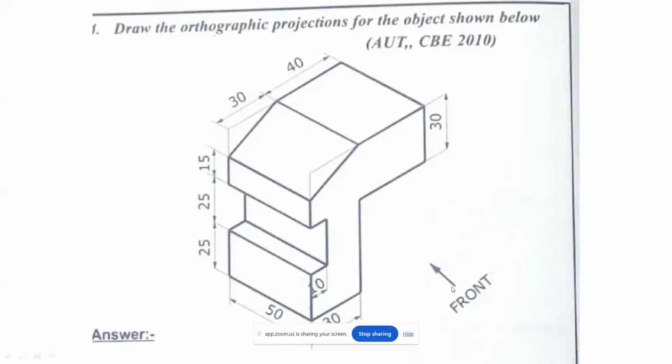The arrow mark shown is the front view. The question is, draw the orthographic projection. You should draw the front view as well as the top view as well as the side view. Because this is a drawing class, I wanted everyone to have a start with a simple drawing. Whichever is visible, you can show in normal lines. Whichever is not visible, invisible lines, you can show in dotted lines.